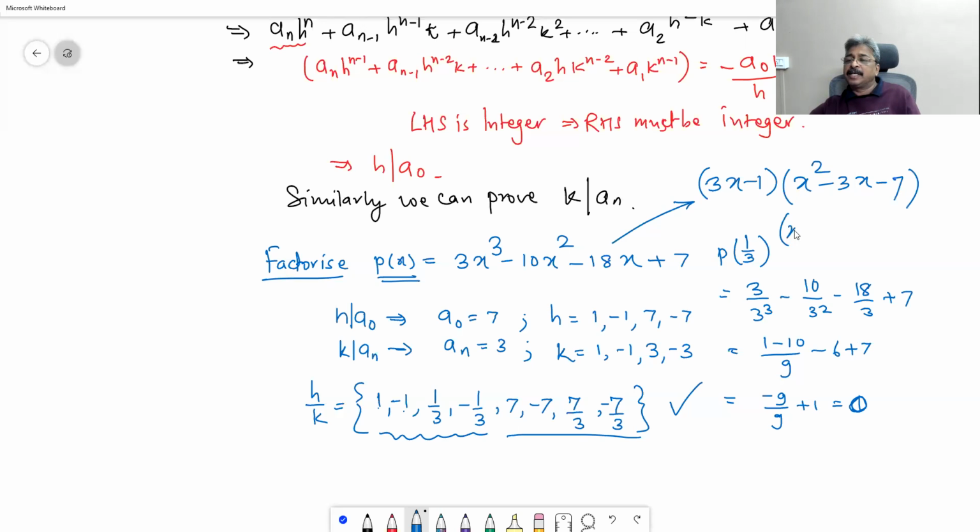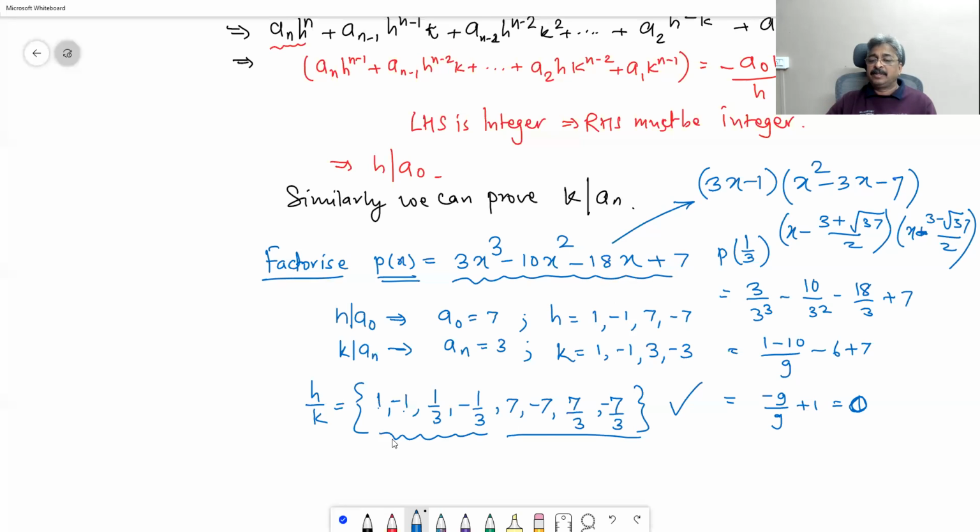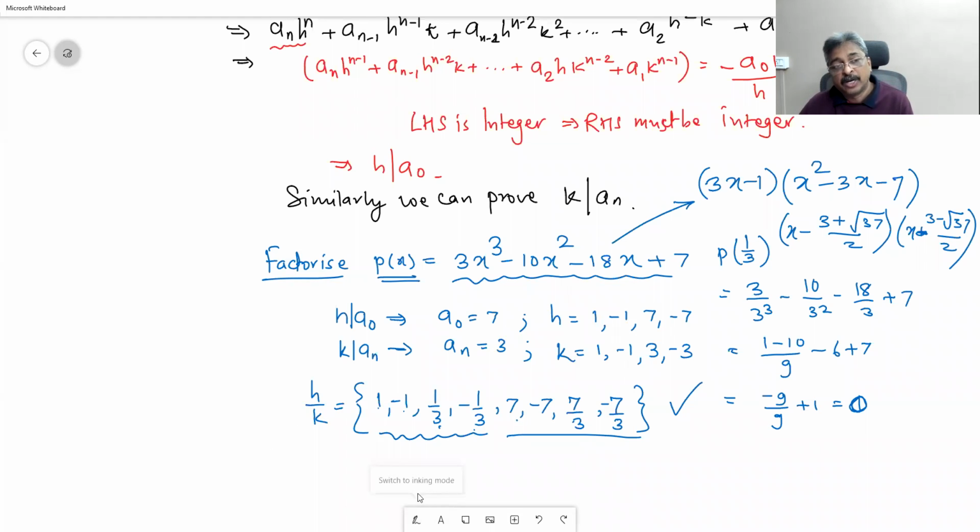So I can factorize this quadratic: x minus (3 plus root 9 plus 28, that is root 37) upon 2 is the second factor, and x minus (3 minus root 37) upon 2 is the third factor. That is how it gets factorized. Because we have done this theorem today, you could factorize this. Otherwise, it was impossible for you. If this was not working, then you should have tried this, then this, then this. And if the polynomial has a rational root, this particular theorem will supply you that root. Otherwise it does not have a rational root.